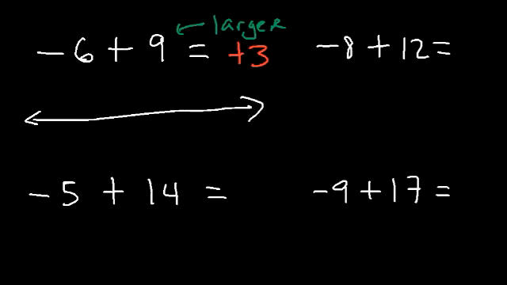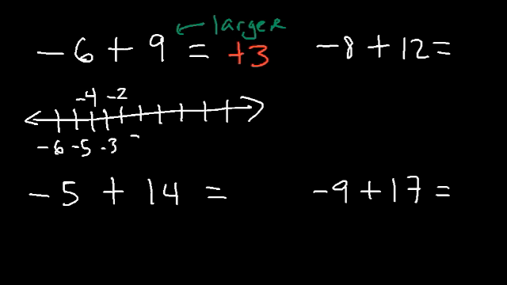Using the number line, if we start with -6, and if we go 9 spaces to the right, 1, 2, 3, 4, 5, 6, 7, 8, 9, this will be -5, -4, -3, -2, -1, 0, 1, 2, 3.